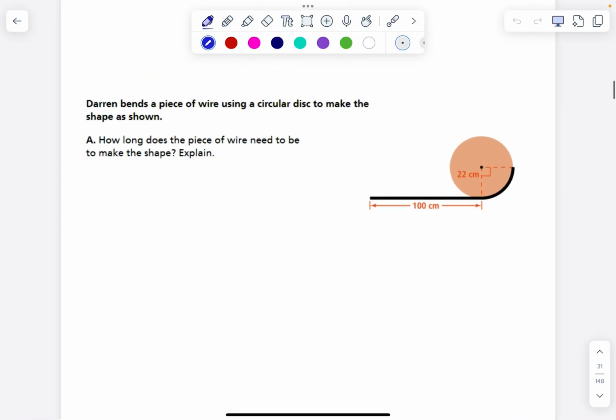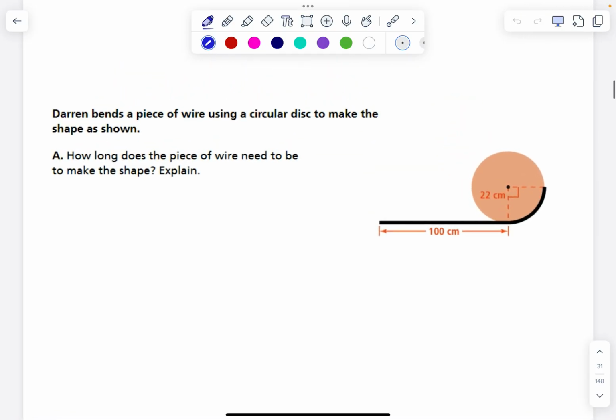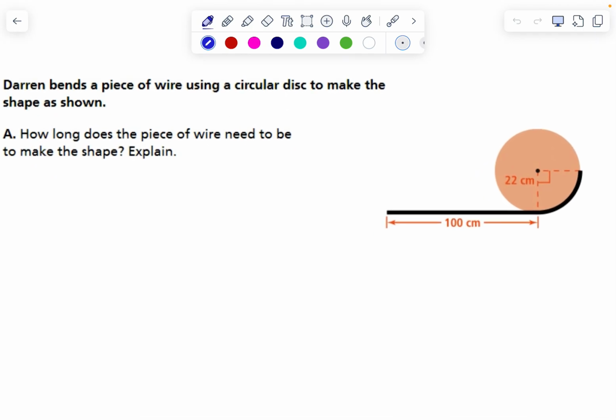All right, take a second to ponder this. So we have a piece of wire and we're using a disc to bend it. How long does the piece of wire need to be? How would you figure that out?